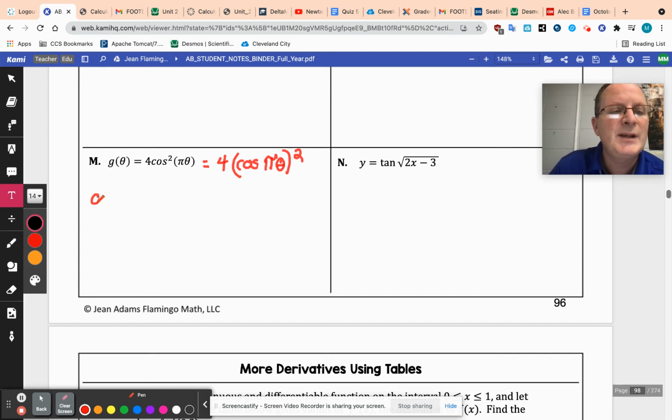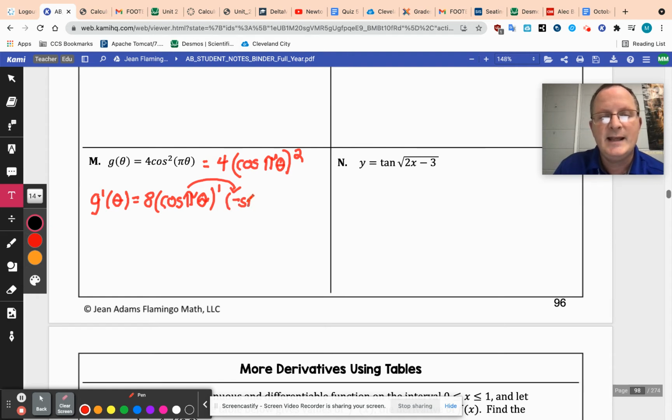All right. So then g prime of theta is going to equal 8, copy, which is with respect to the inside function, to the first power. And then chain rule, derivative of cosine is negative sine. So negative sine, and then copy. Don't get derivative happy. You just do one at a time, and then pi. Derivative of pi theta is pi. All right, and so not much to do here.